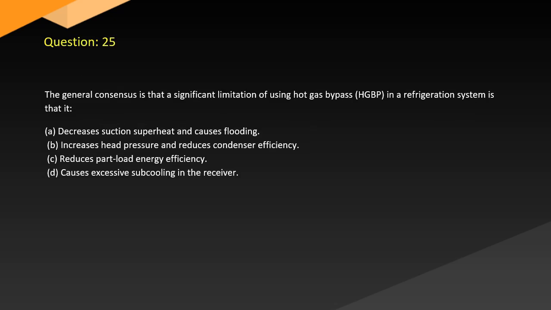Question 25. The general consensus is that a significant limitation of using hot gas bypass in a refrigeration system is that it: A. decreases suction superheat and causes flooding, B. increases head pressure and reduces condenser efficiency, C. reduces part load energy efficiency, D. causes excessive subcooling in the receiver.